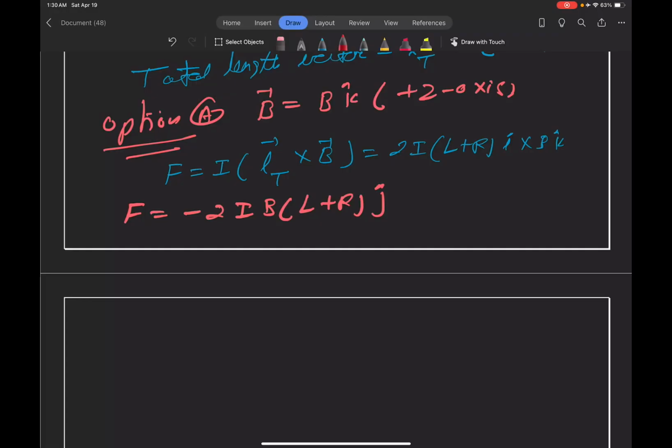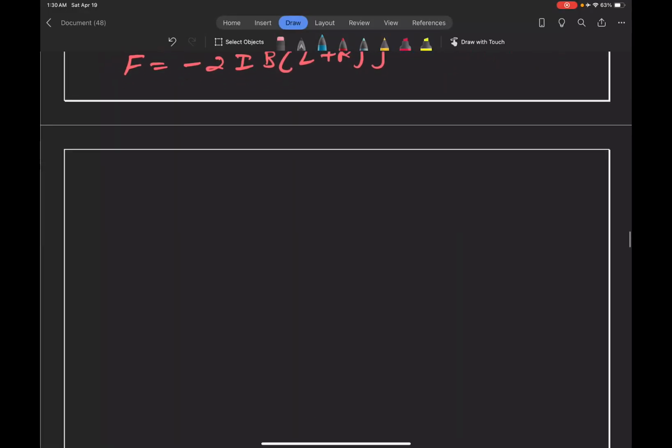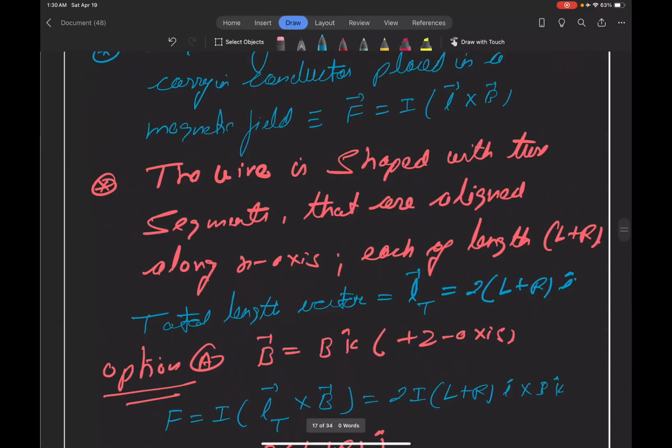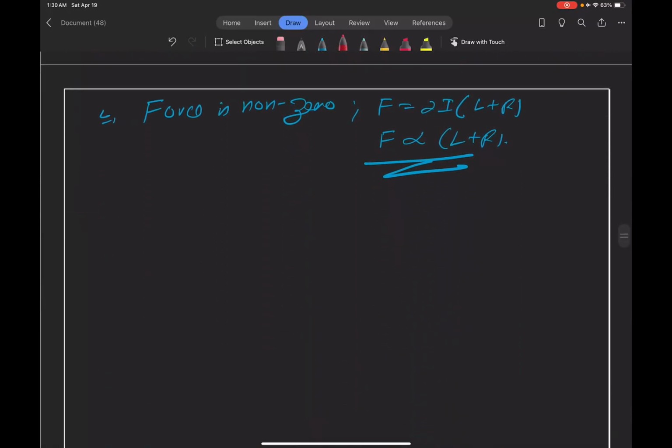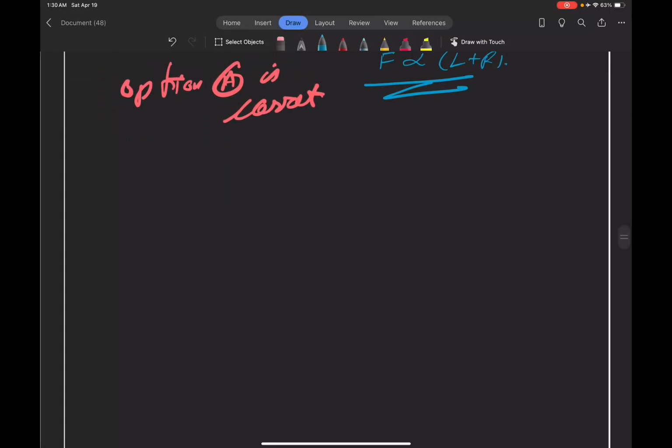So of course the force is non-zero. From here we can say that the force is non-zero and its magnitude will be equal to 2IB times L plus R, or from here we can say F is directly proportional to L plus R. So the first option is correct. Option A is correct.